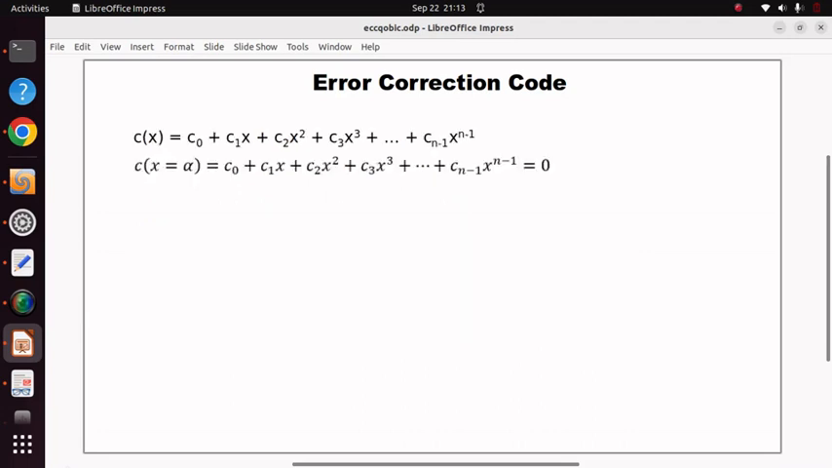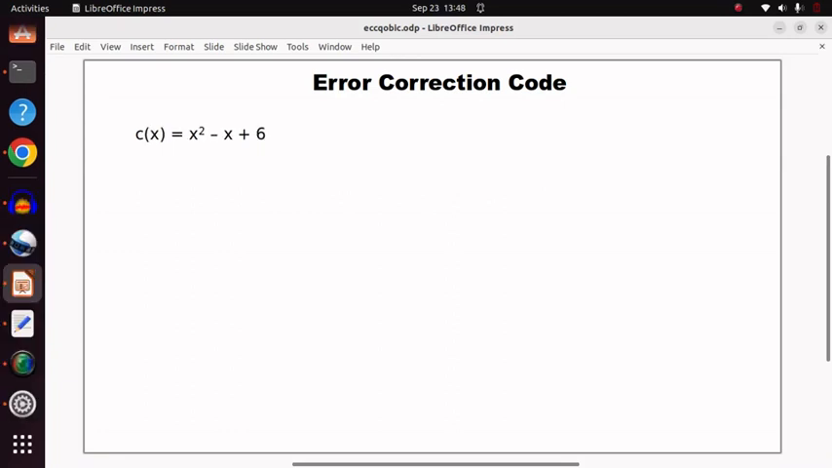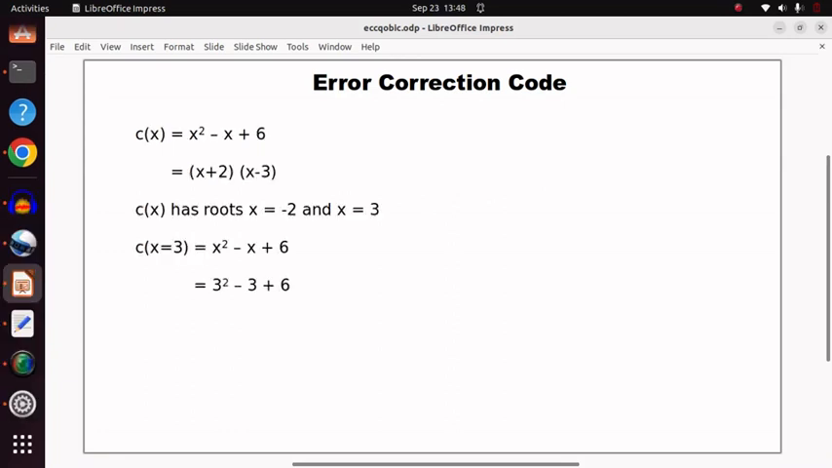To test a code word's divisibility, simply evaluate the code word polynomial with the roots of the generator. If the evaluation is zero, then it is a valid code word which can be factored by the generator, just like good old algebra practice.